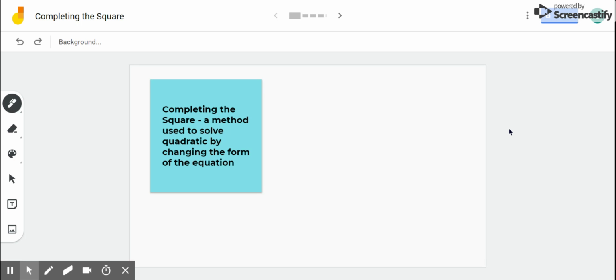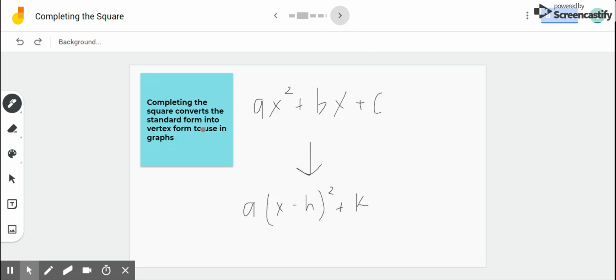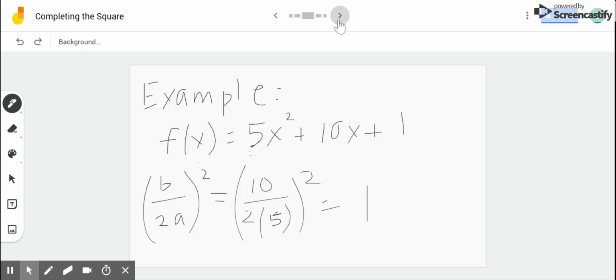So let's start off with defining the term completing the square. It's a method used to solve quadratics by changing the form of the equation. What I mean by changing the form of the equation is completing the square will convert the standard form ax squared plus bx plus c into vertex form, a times the quantity x minus h squared plus k. Not only does vertex form help find the vertex of the graph, but it'll also be easier to solve. Let me show you this in an example.